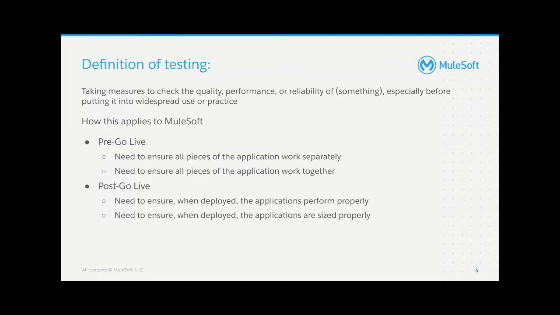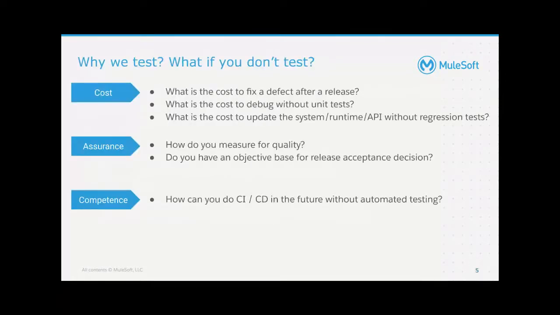Why do we test? What is the importance of testing and what could happen if we didn't test? We can think about the importance of testing from 3 angles: the cost, the assurance, and the competence. If we don't do any types of testing, what would be the cost? What could be the cost to fix a defect after a release? What could be the cost to debug or trace a certain issue if we don't have unit testing?